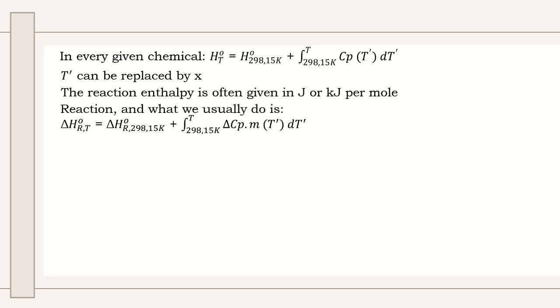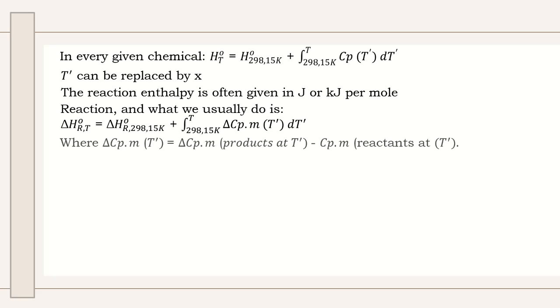The reaction enthalpy is often given in joule or kilojoule per mole of reaction. Thus, the enthalpy of reaction at temperature T is equal to the enthalpy of reaction at room temperature plus the correction, where delta Cp,m is simply the Cp,m of the products minus the Cp,m of the reactants.